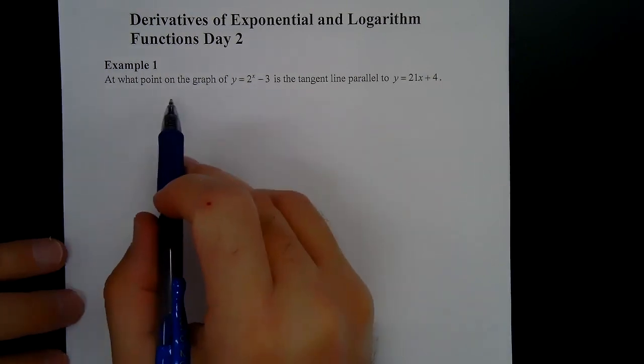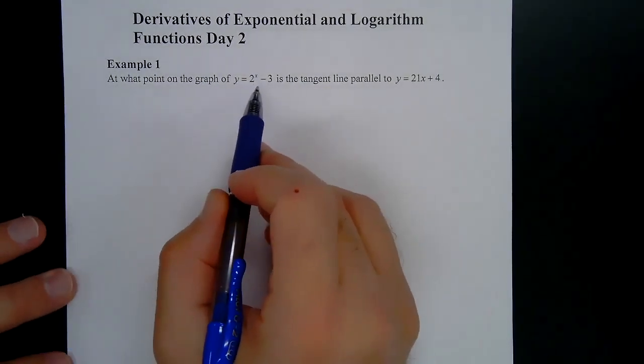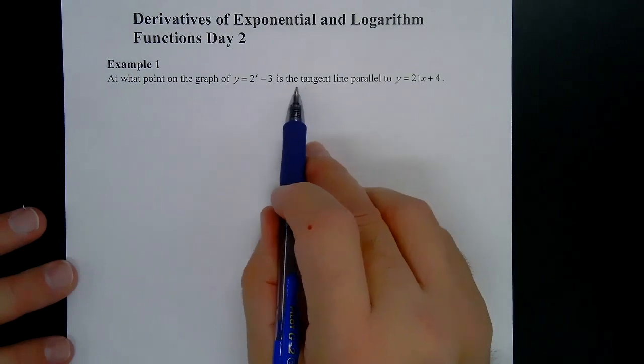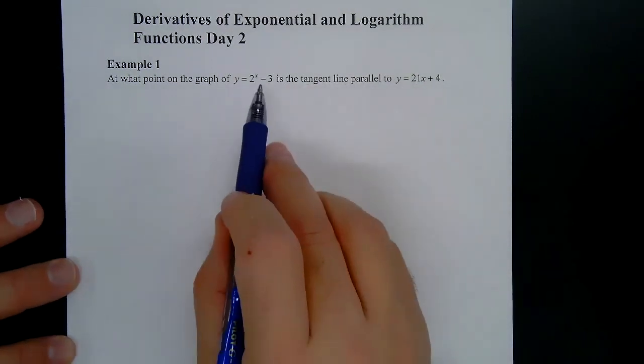At what point on the graph of y equals 2 to the x minus 3, so this is an exponential function, is the tangent line parallel to y equals 21x plus 4? So we want a tangent line to this.